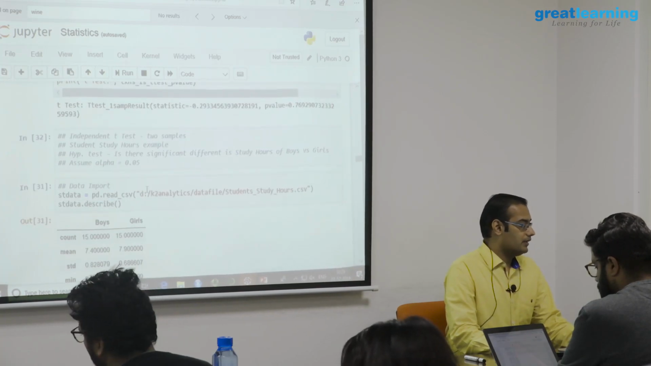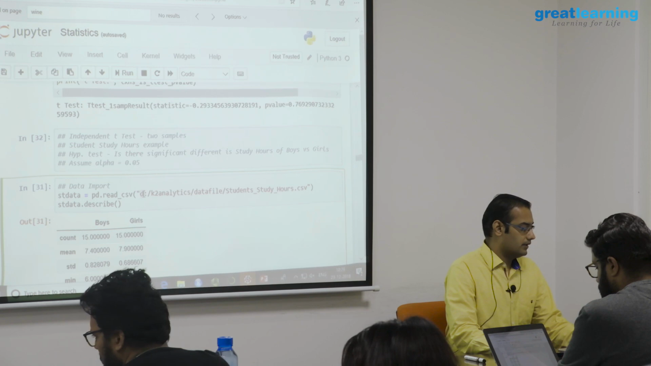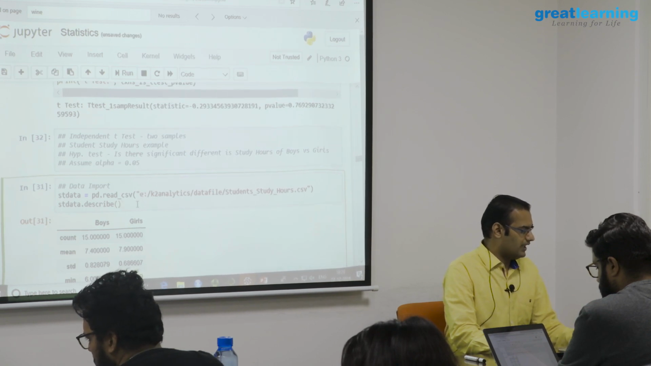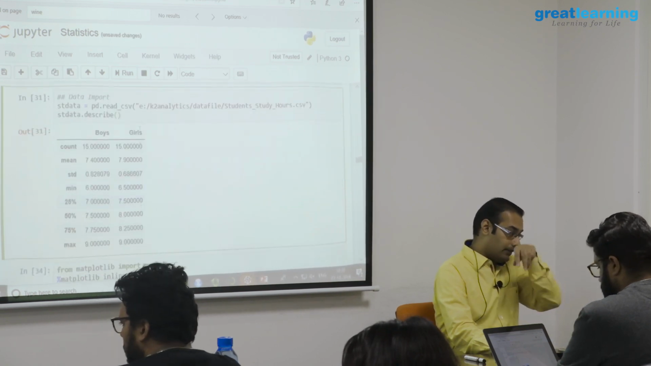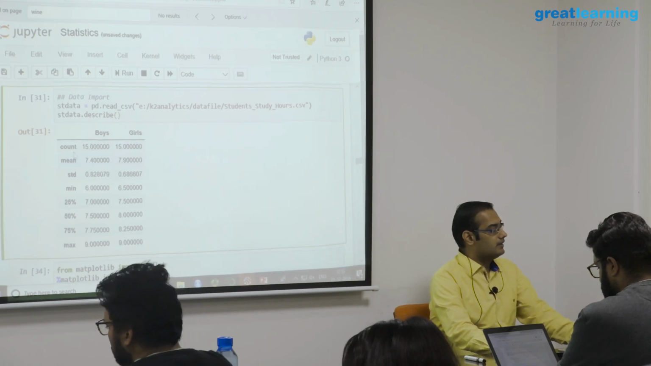So the file is given in student study hours.csv. I am just importing the file and doing a describe. If I import the file and do describe, this is the outcome that I get.